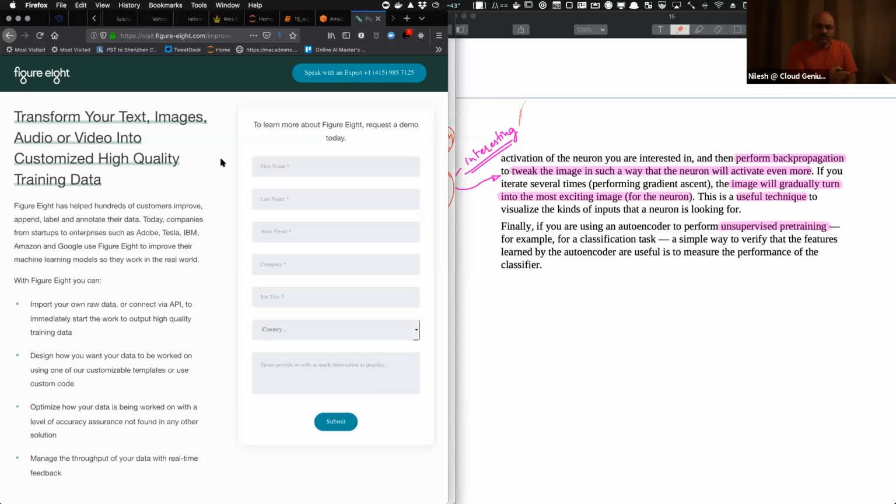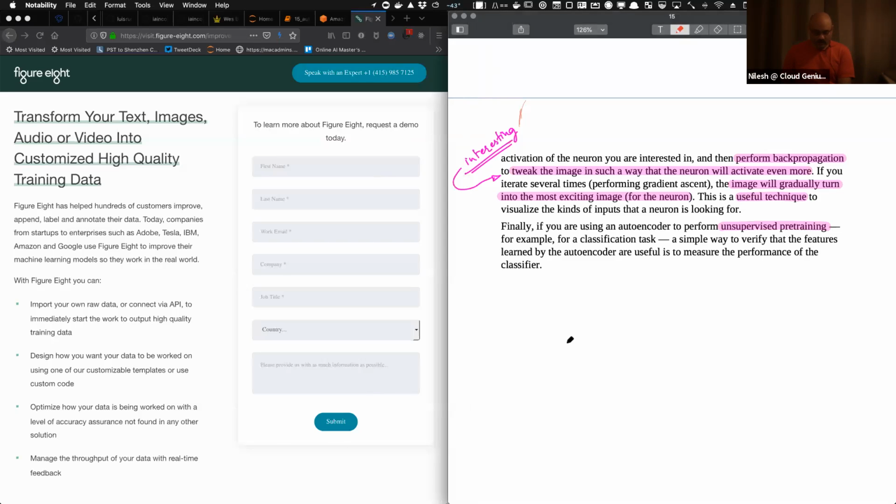There is another way you can spend less money, still money, but less, to tag or label your input. So you can transform your text, images, audio and video into high quality, customized training data. And so basically somebody will go and look and tell.